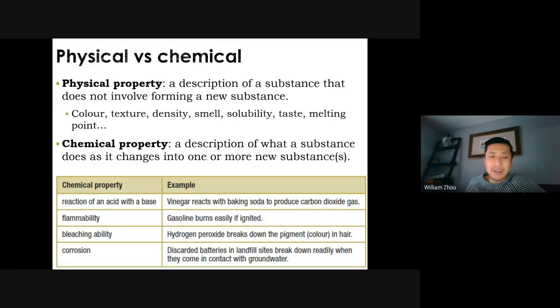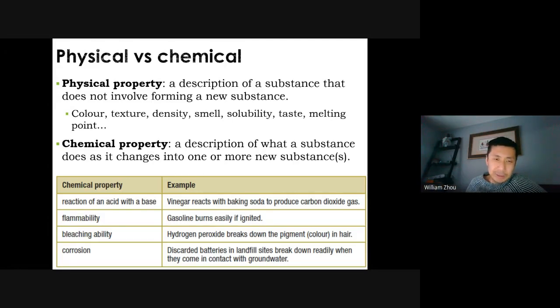Okay, and how badly does it bleach? Well, if you bleach it, it's not just gold anymore. It's bleached gold, which is something different. If you corrode something, like corrode iron, it's not iron anymore. It's rust. It's something completely different with different properties, different appearances. So chemical properties refer to its ability to change.